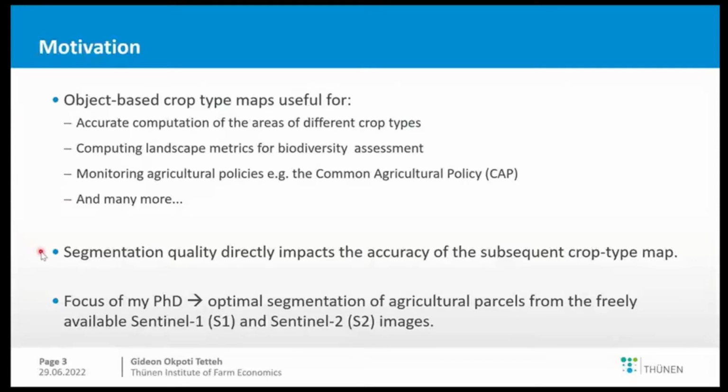It's been shown in the literature that the quality of image segmentation has a direct impact on the corresponding crop type map. And I think today, we saw some examples already. So in my PhD, what I focused on was the optimal segmentation of agricultural parcels from the freely available Sentinel-1 and Sentinel-2 images.